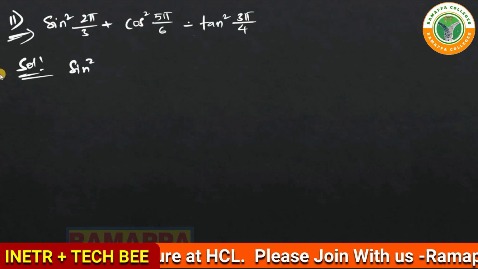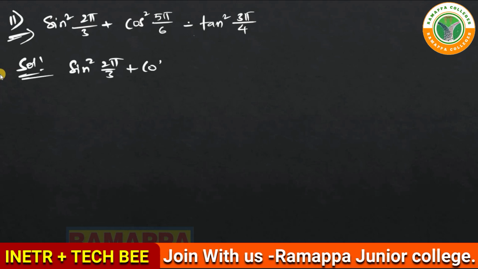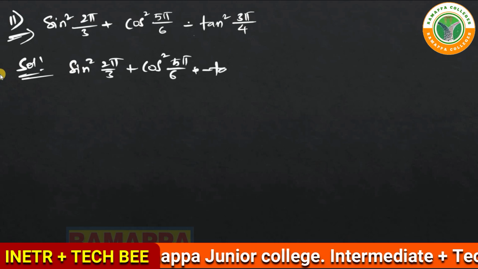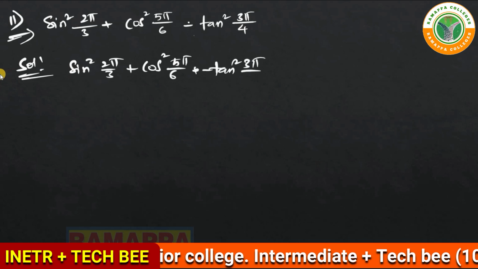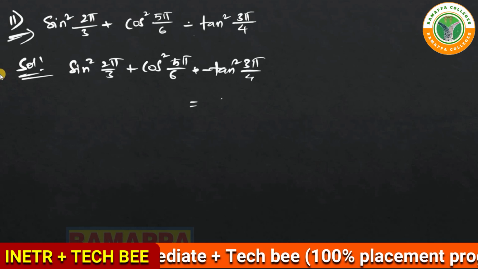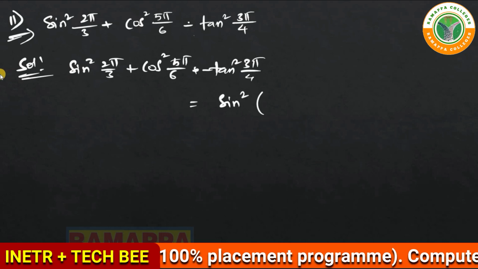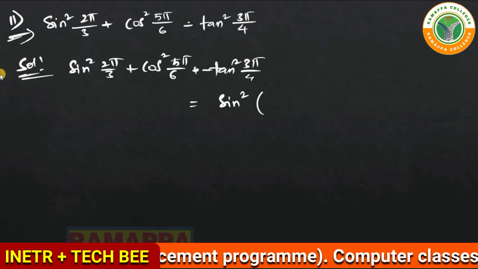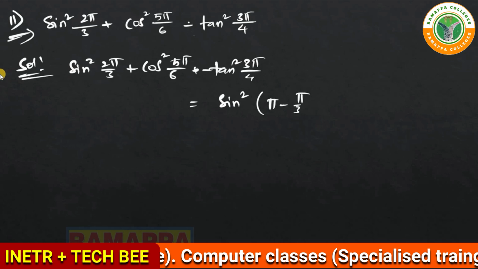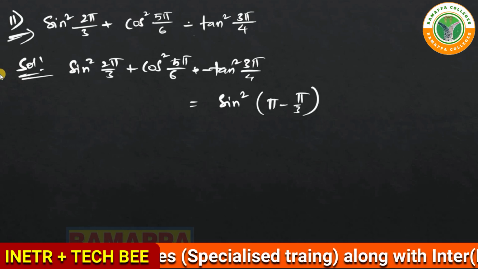Sin square 2 pi by 3 plus cos square 5 pi by 6 minus tan square 3 pi by 4 is given. So I will do one thing. Sin square 2 pi by 3, I will write it as pi minus pi by 3, because sin of 180 minus theta is equal to sin theta.